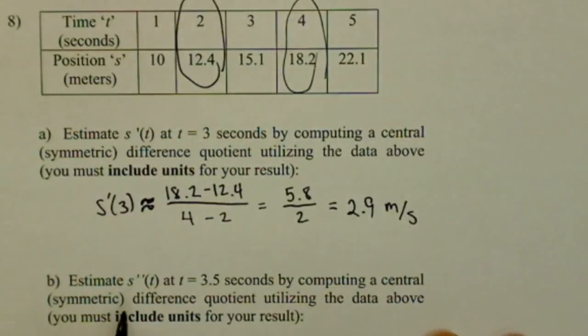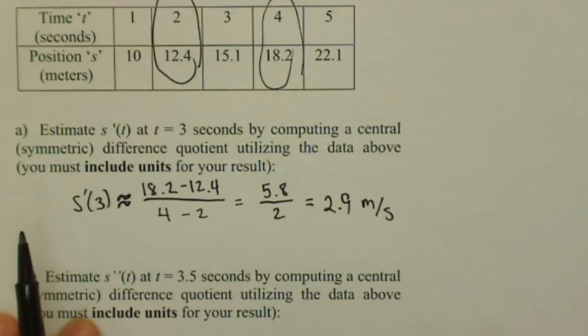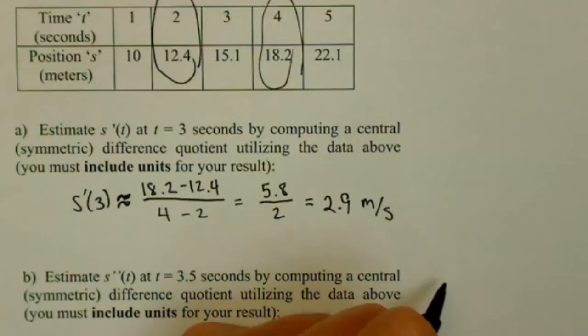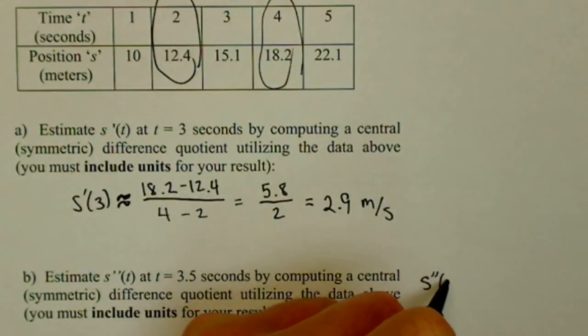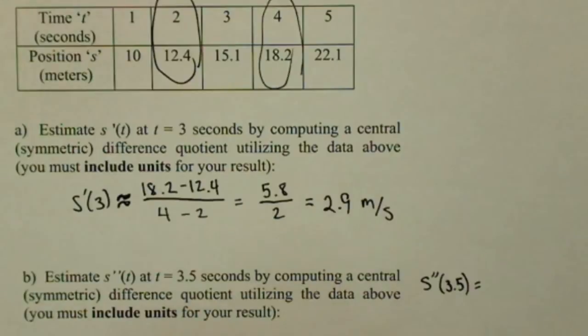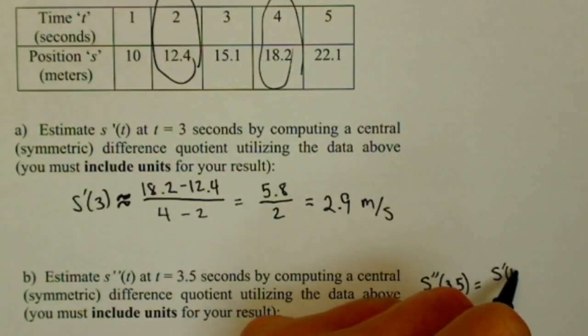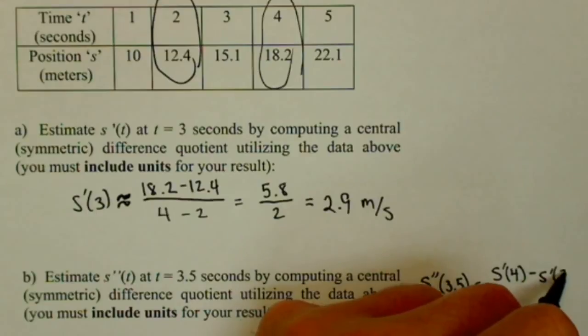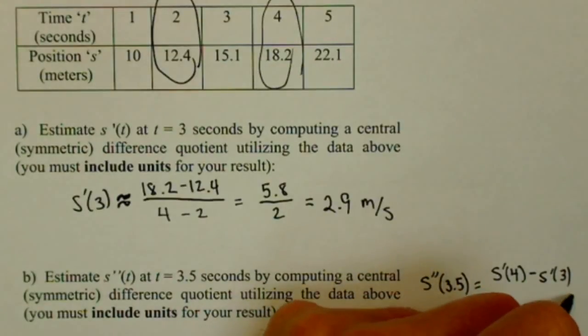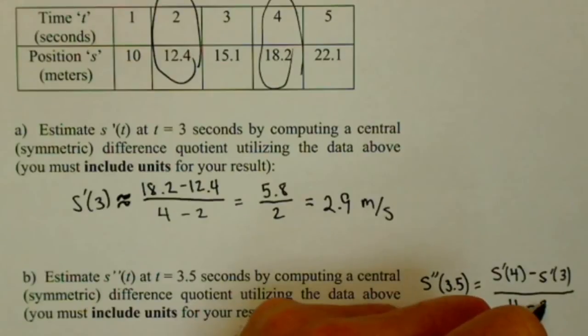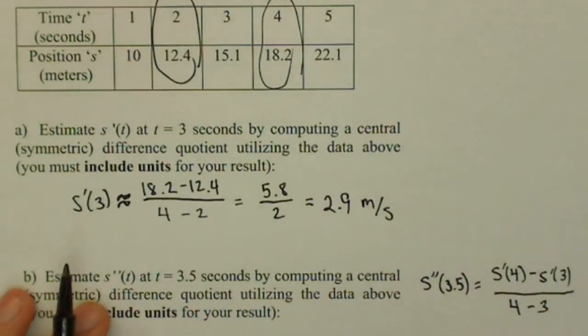Now the second part asks us to estimate s double prime of t at 3.5. I'm going to do this off to the side so we can still see our data. So if I want to estimate s double prime of 3.5, remember, this is the derivative of the derivative. So I'm going to use a symmetric difference quotient with my first derivative on points on either side of 3.5. So that means I'm going to do s prime of 4 minus s prime of 3, over 4 minus 3. Change in output over change in input.